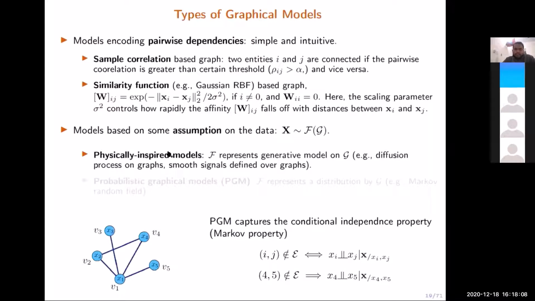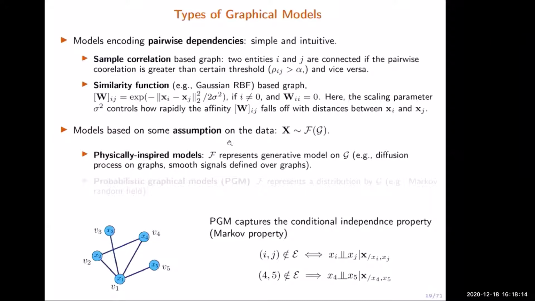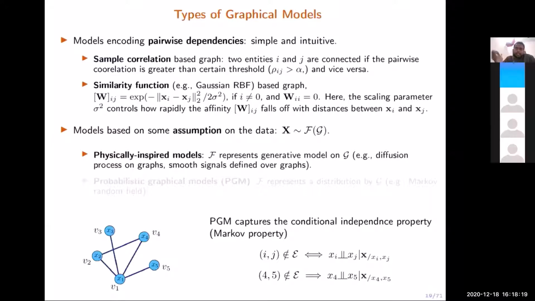The first model is a physically inspired model. In model based graph learning, the observed data is assumed to be an outcome of a certain function or certain operation. So in a physically inspired model, it is assumed that the data we have is actually an outcome of a generative model, like a diffusion process on graphs or smooth signals defined over graphs.